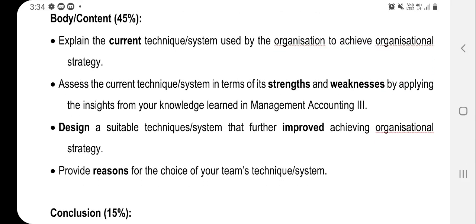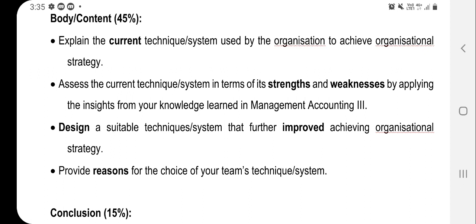And then for the body or content of the report, the mark is 45%. First thing that you have to write is explain the current techniques or system used by the organization to achieve organizational strategy. Let's say you choose activity-based costing as your topic. So you explain how this company implements activity-based costing in their activities or operation.